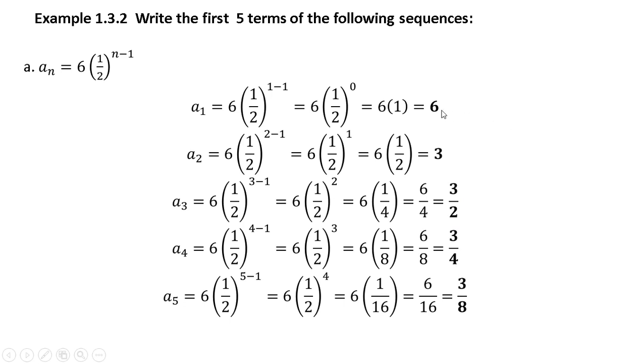So 3 divided by 6, I mean a sub 2 over a sub 1, is 1 half. 3 halves divided by 3 is 1 half. So we have the d here, or I mean the r, the common ratio is 1 half.